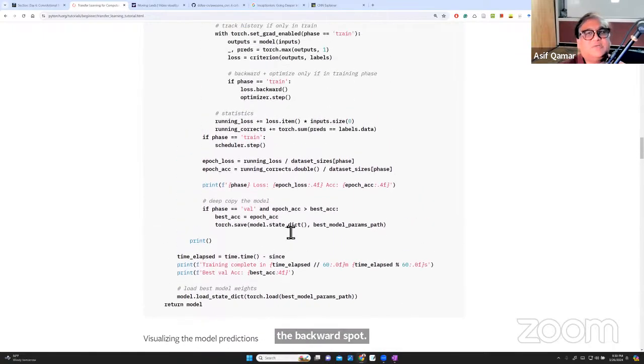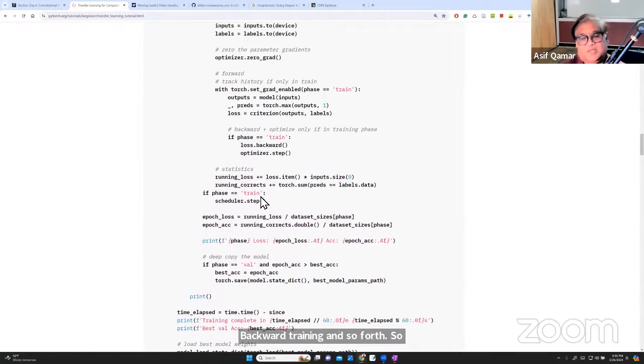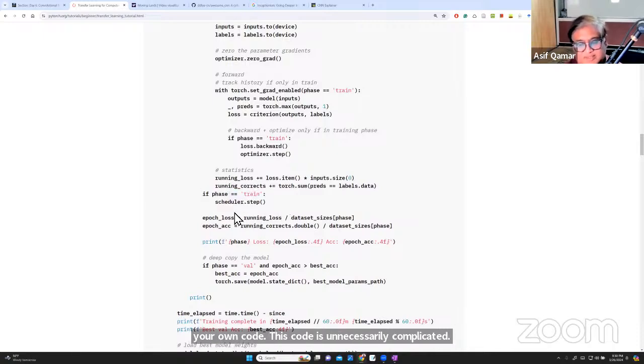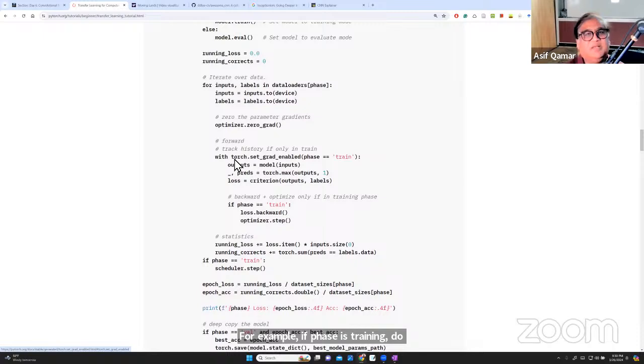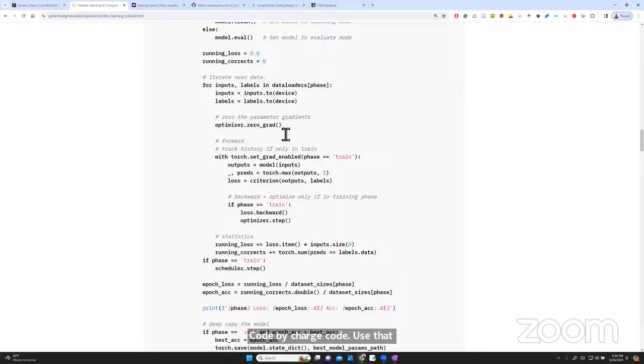So guys, try to write your own code. This code is unnecessarily complicated. For example, if phase is training, do this, etc., etc. In your case, write a much simpler loop, the way I gave you the loop in the original PyTorch code. Use that.